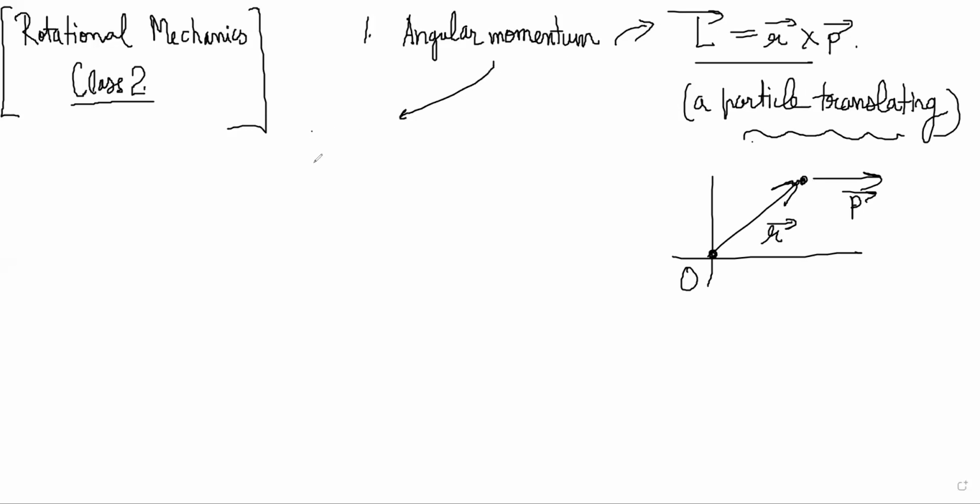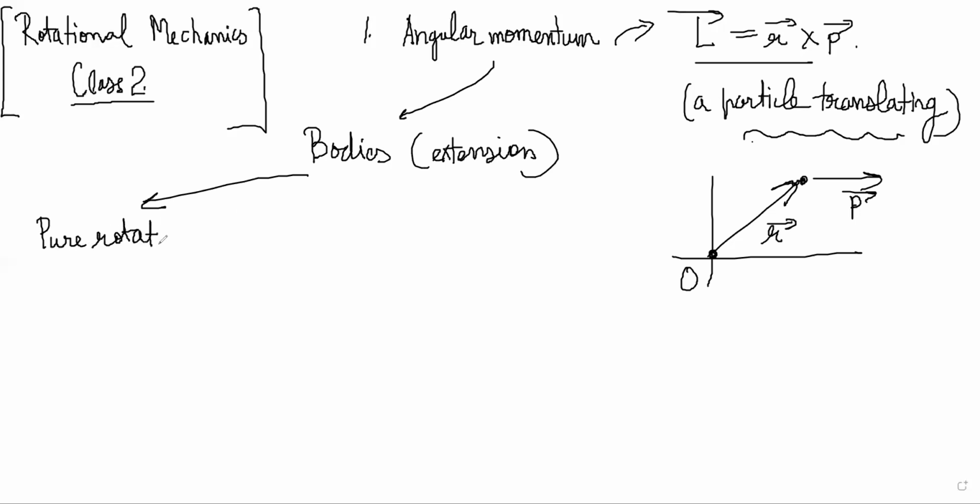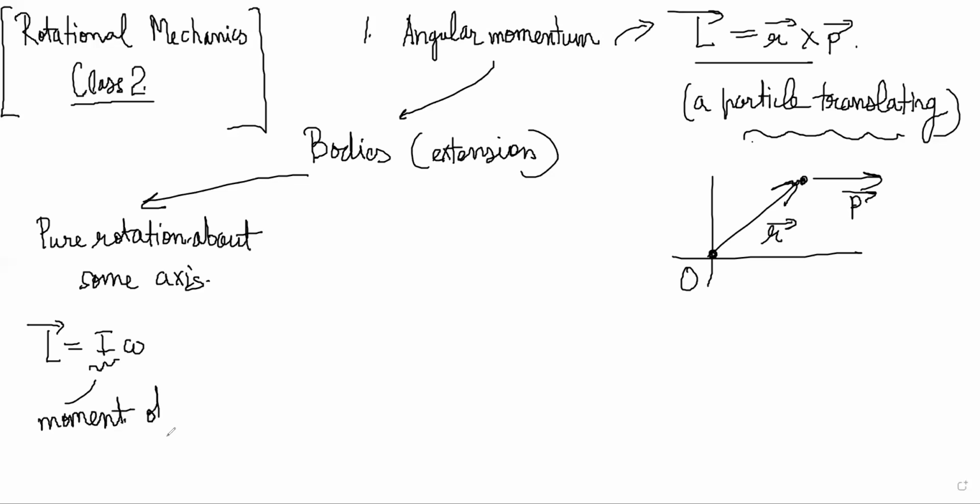Now for rotating bodies, or bodies with extension, no longer a particle, we have to learn two different cases. One is the pure rotation case, pure rotation about some axis. If that is the case, then there is no translation happening. In that case, the angular momentum we derived last class was I omega, where I is the moment of inertia about the same axis of rotation.